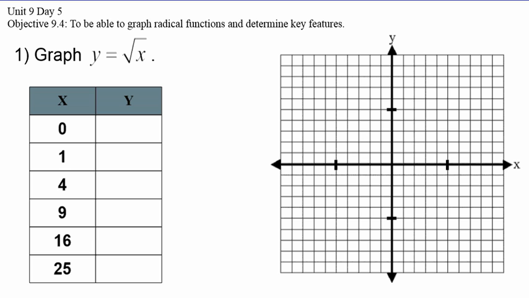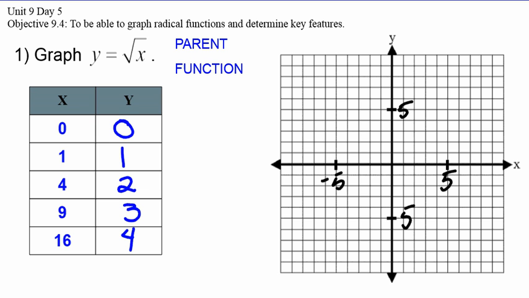And so for our square root of x, we have our input table, and based on these inputs, we'll find our output. So the square root of 0 is 0, the square root of 1 is 1, the square root of 4 is 2, the square root of 9 is 3, the square root of 16 is 4, and the square root of 25 is 5.